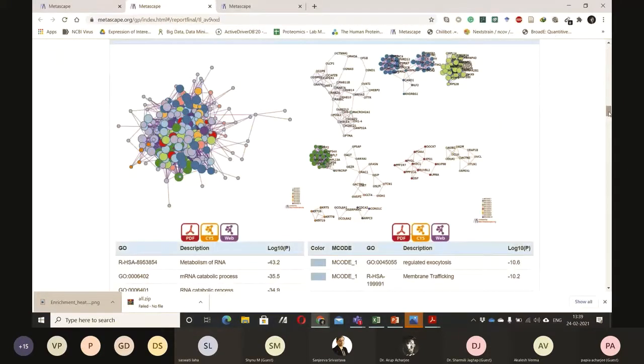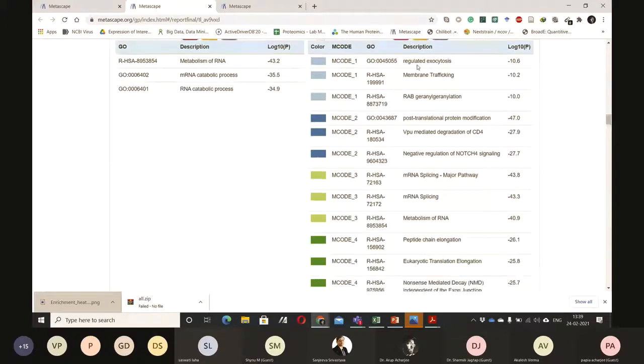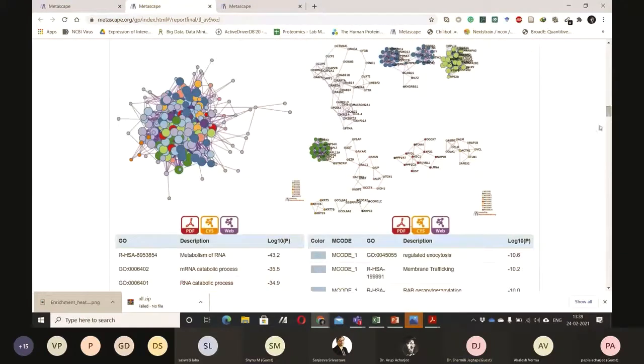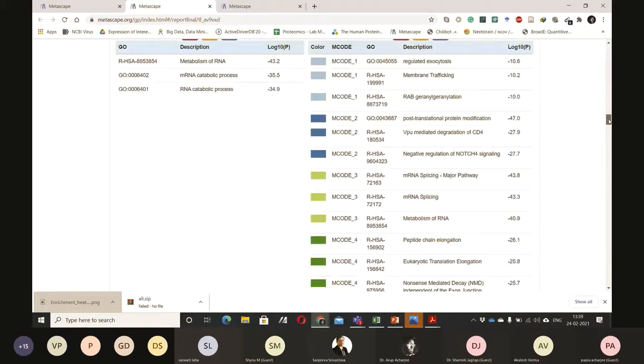I will come to the M code. So these are the M code. You see M code 1 is regulated exocytosis. You can go back to your data and try to see where was our M code 1. So M code 1 is in green. So this is our M code 1. This cluster of proteins primarily interacts together and it regulates exocytosis.